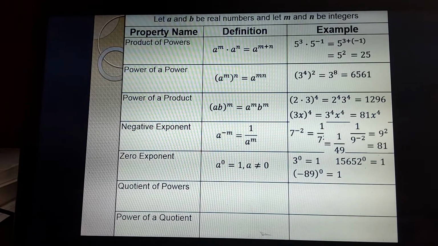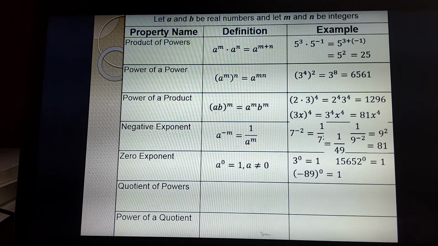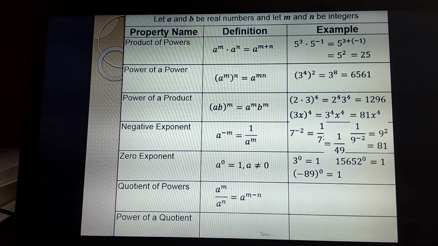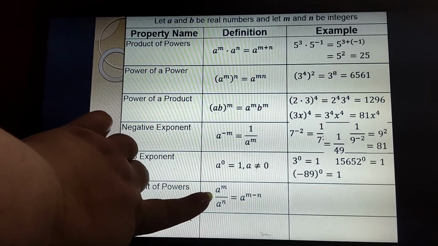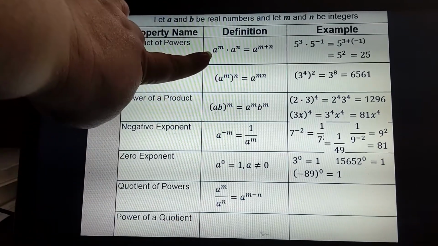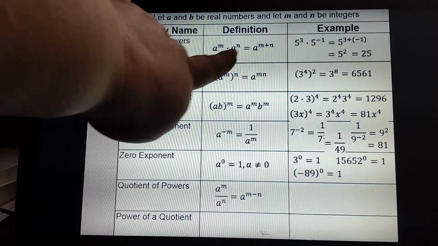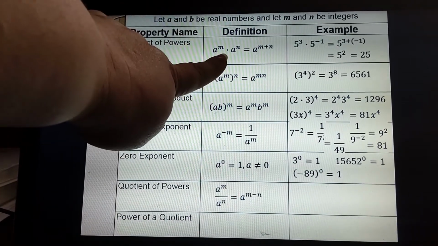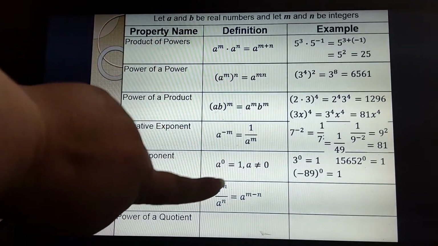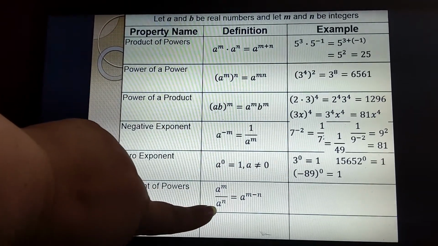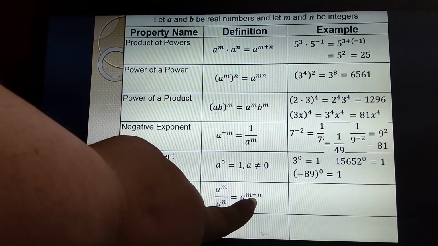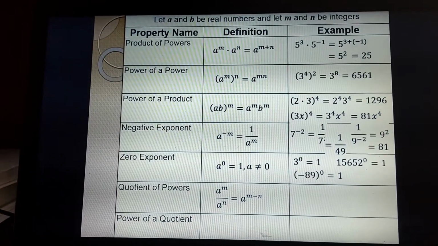Okay, quotient of powers. Quotient means you're dividing. So dividing of powers. Now this goes hand in hand with our first rule. On that one, you were multiplying the same base, so you added the exponents. Multiplication, addition. On this one, we're dividing the same base, so we're going to subtract the exponents.